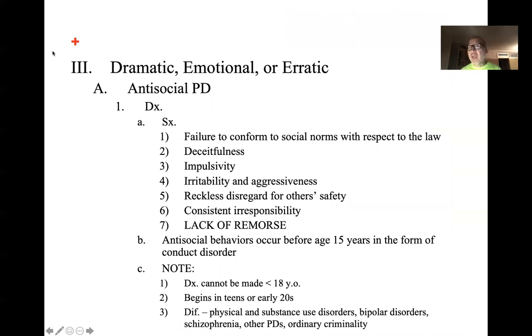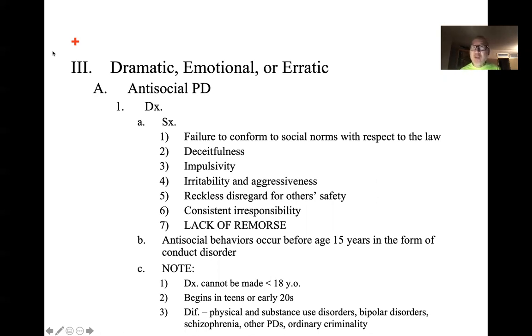Alrighty, let's talk about the dramatic, emotional, or erratic personality disorders. First of all, let's talk about antisocial personality disorder. Antisocial personality disorder, regrettably, is not as rare as we would like. About 1% of the population may suffer from APD. That sounds teeny weeny, but it's not. If you think about what's the US population, 275 million? 1% of that? That's a lot of antisocial personality disordered people.